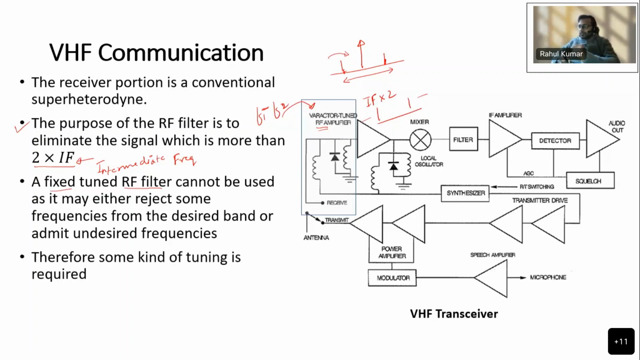So therefore some kind of tuning is required, and that tuning is done by your RF amplifier by a varactor diode, right? So the varactor diode acts like a switch blocking any undesired frequency. Okay, it uses a varactor diode for tuning.